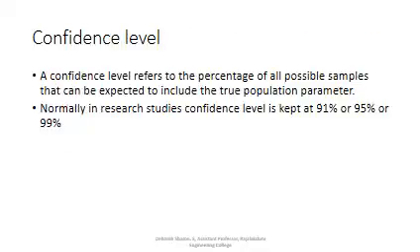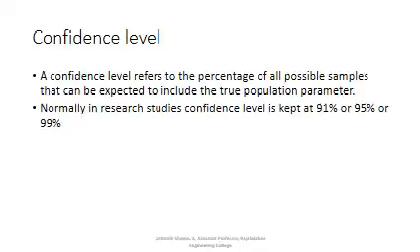And confidence level talks about the percentage of all possible samples that can be expected to include the true population parameter. That means you're talking about how much your sample is representative of the population. And normally in research studies, we keep the confidence level at 91 percentage, 95 percentage, or 99 percentage.